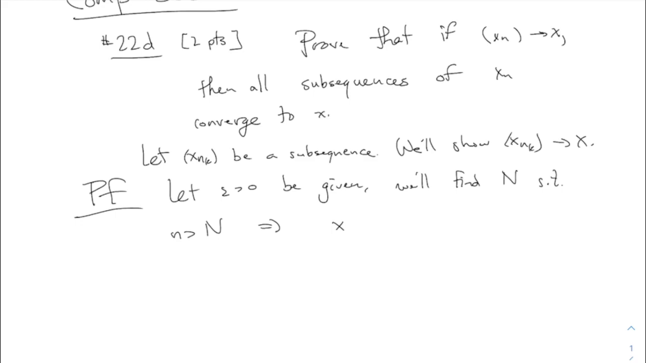All right, so we start with the subsequence. Let epsilon greater than zero be given. We'll find N, sorry, rather than a little n right here, I'm going to call it a K.